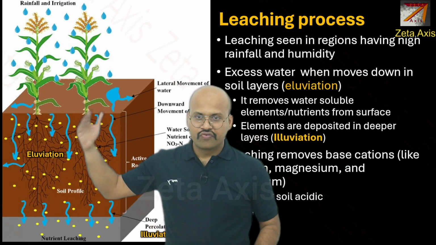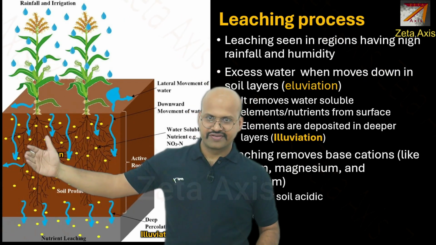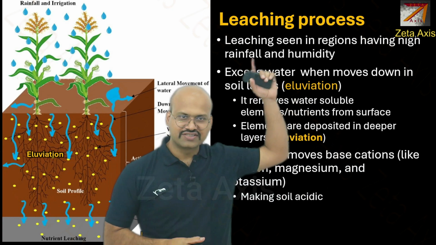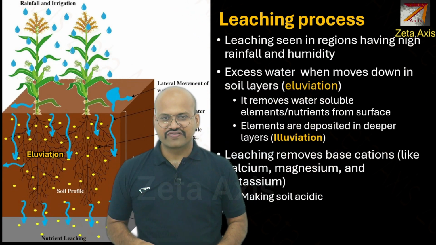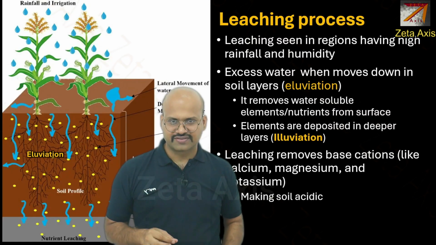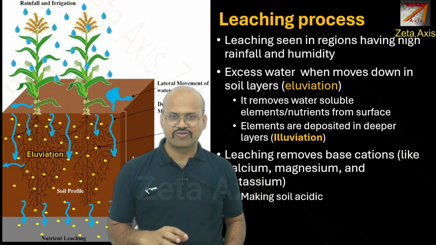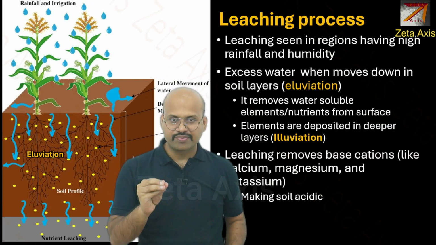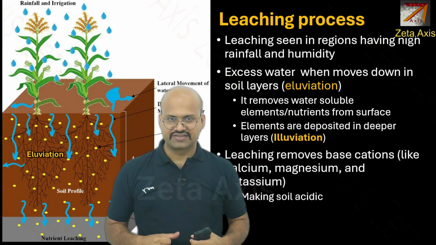So from the topsoil or the upper layers, the nutrients are removed and they are taken to the deeper parts. So this is called leaching. Leaching is seen in regions having high rainfall and humidity. So basically in the regions where there is heavy rainfall in the mountains, and moreover snow caps where the snow melts, it provides a sufficient amount of water. And remember, this water does not evaporate easily because of low sunlight coming to that region.